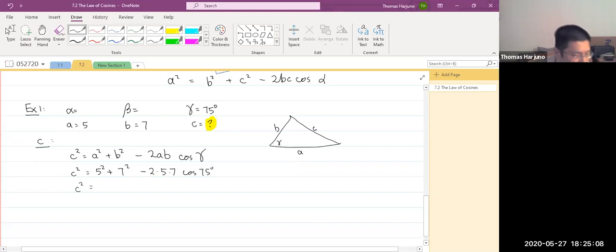I will use my calculator. 25 plus 49 minus 70 cosine 75 degrees. I get C squared equals 55.88267. So C, I apply the square root. I get 7.4757.